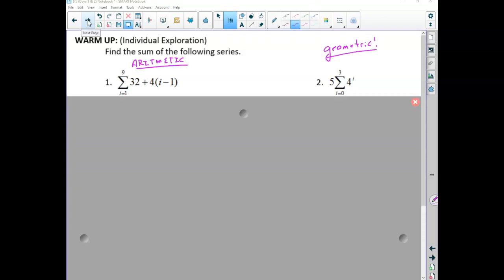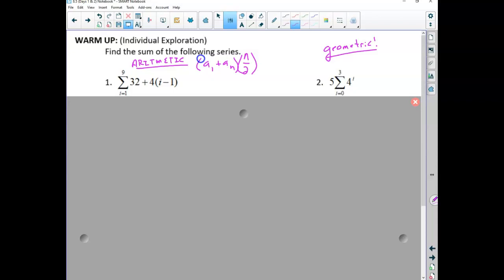Okay, here, so for number 1, first thing you got to do is identify that as an arithmetic sequence. And what you do, remember, arithmetic sequence, it is your first term plus your last term times the number of terms divided by 2. That's how we find an arithmetic.